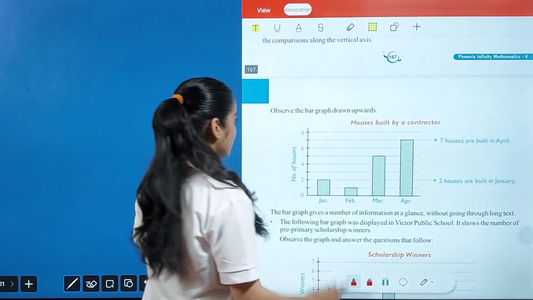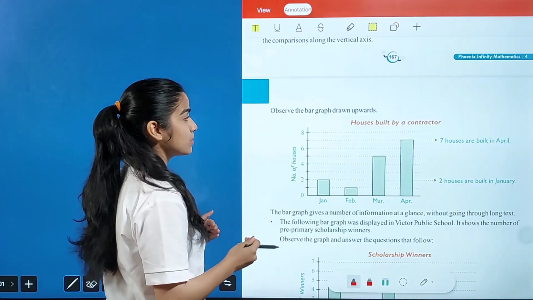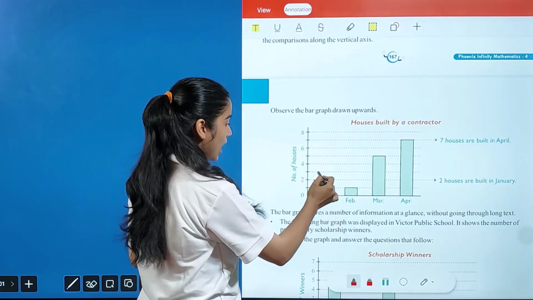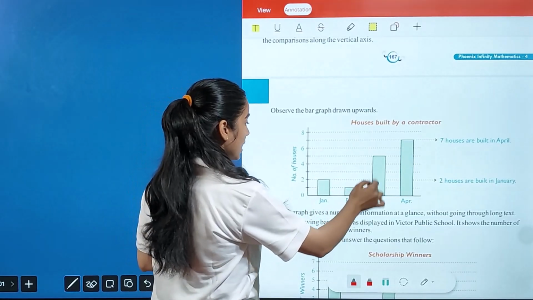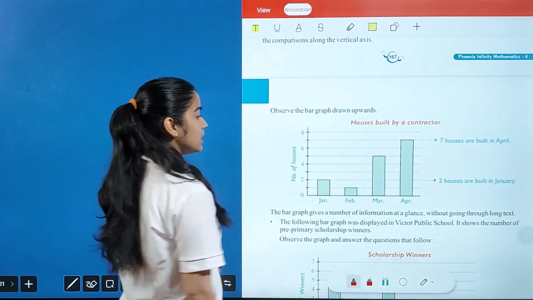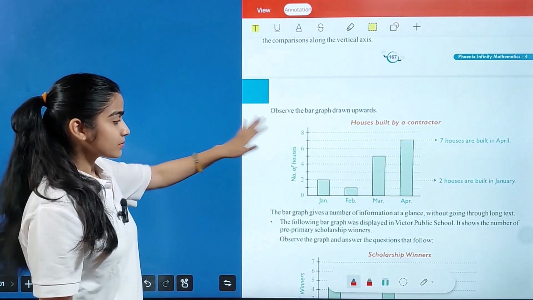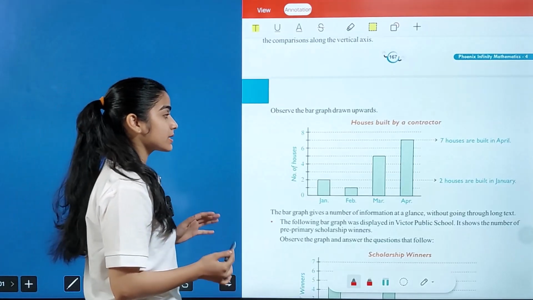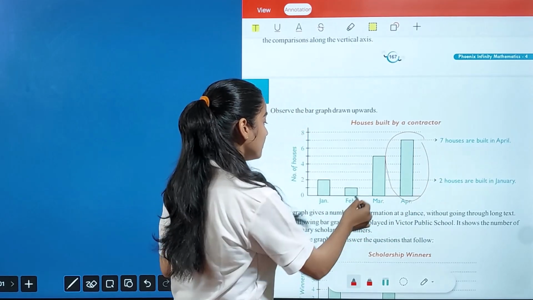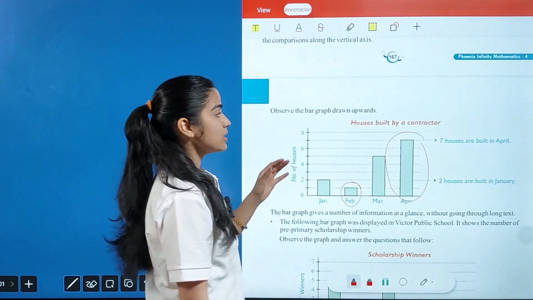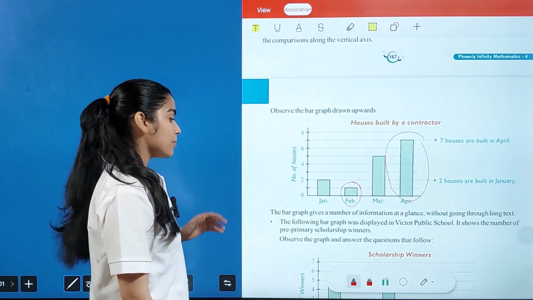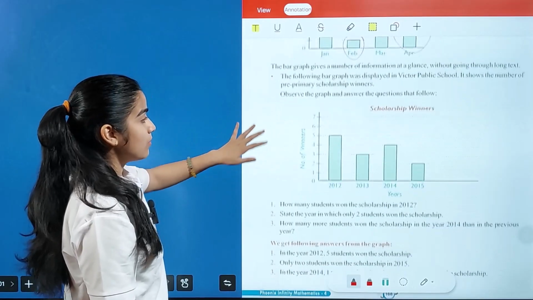If you see here, we have data on houses built by a contractor. In January, they made 2 houses. In February, only one. In March, they made 5, and in April, they made 7. So this is the interpretation for this bar graph, and we can simply understand that they built the maximum number of houses in April and the minimum in February. With the help of this bar graph, we can easily interpret the data and also compare it.